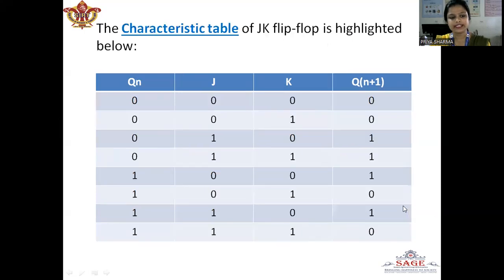So next is the characteristic table of the JK flip-flop, which has been derived from the truth table of the JK flip-flop. Then the inputs will be the present output Qn, J and K, and all the possible combinations of the basic circuit, 2 to the power n, that is 2 to the power 3, 8 combinations. And we get these as the outputs.